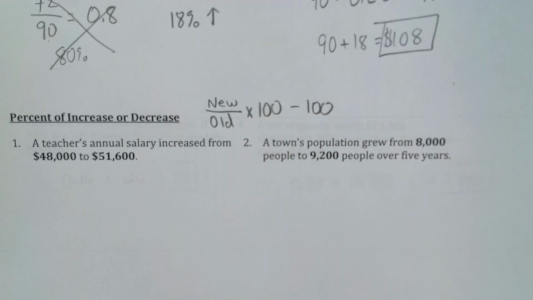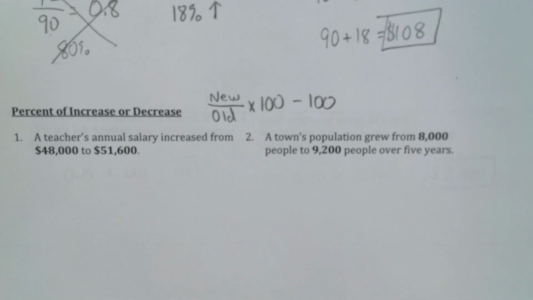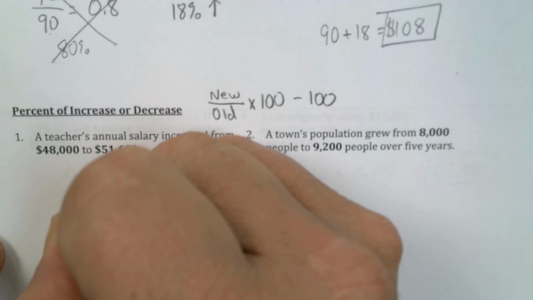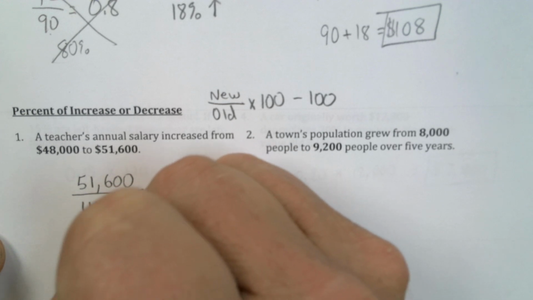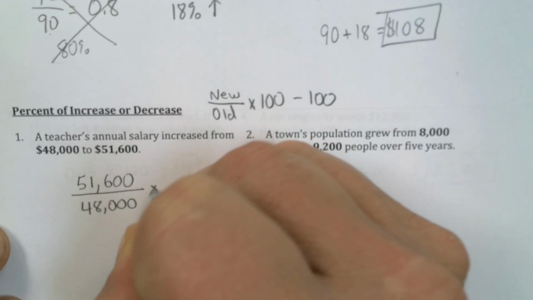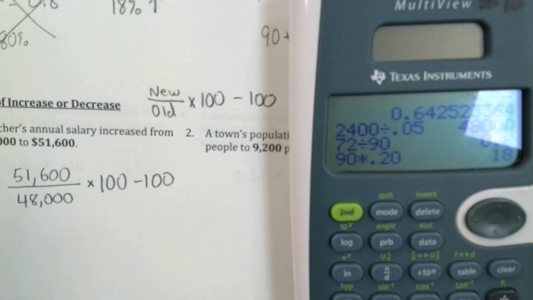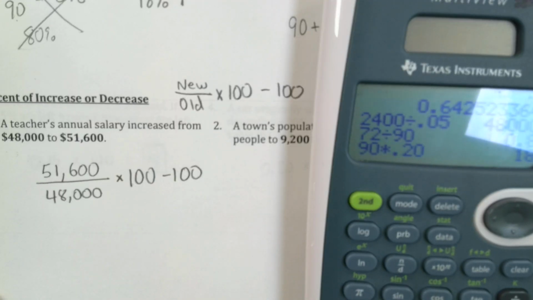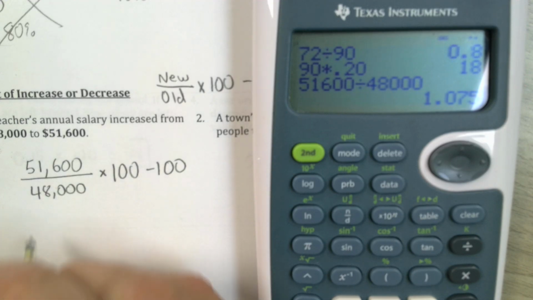So we'll start with the first one here. A teacher's annual salary is increased from $48,000 to $51,600. So the new salary is $51,600. The old salary is $48,000. Now, I'm going to put in the rest of this formula, and we're going to use our order of operations. Order of operations, there's no parentheses, there's no exponents, multiplication, division from left to right. Division's right here. A fraction bar is divide. So we're going to do 51,600 divided by 48,000.